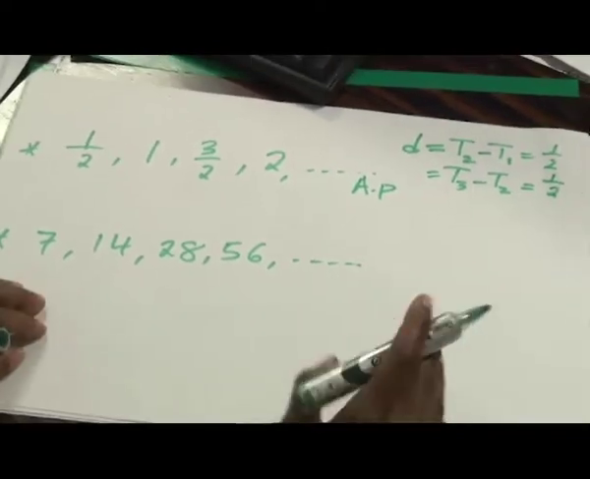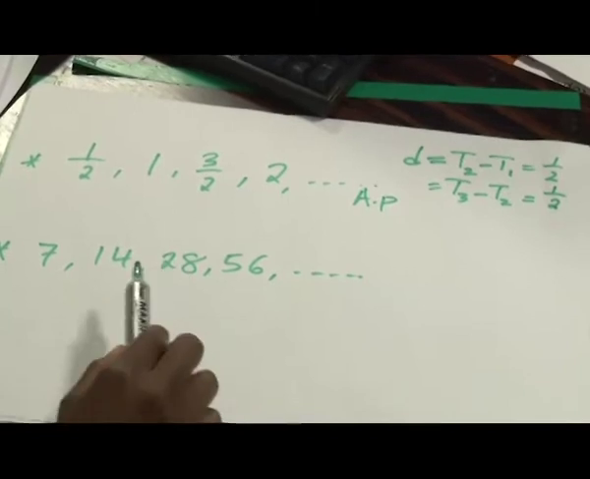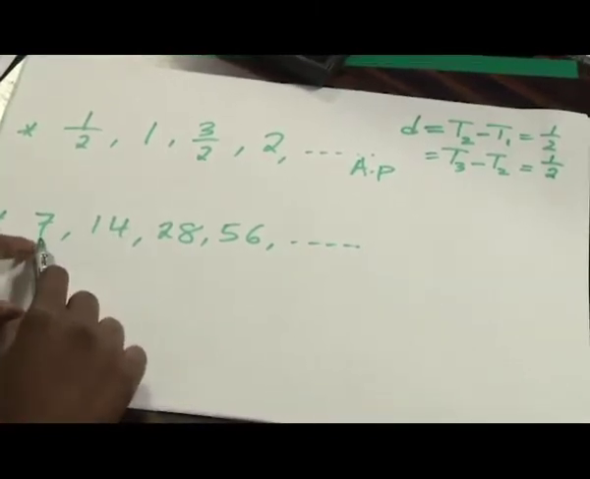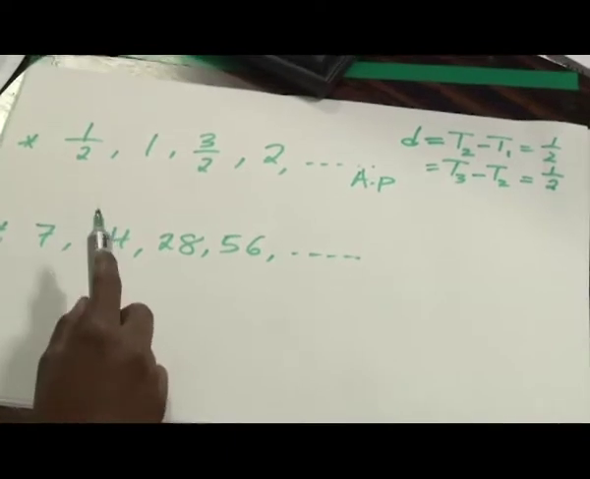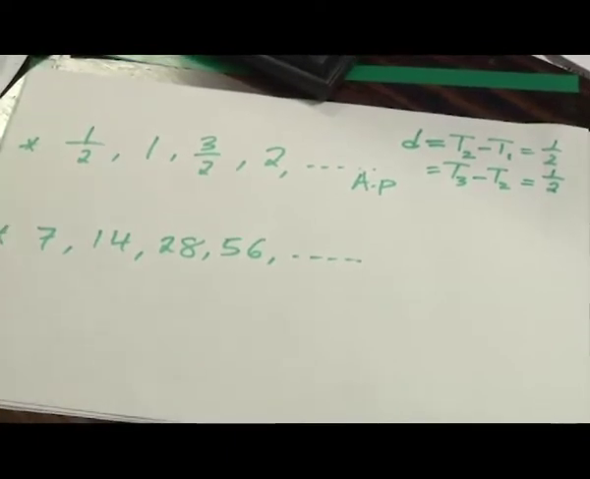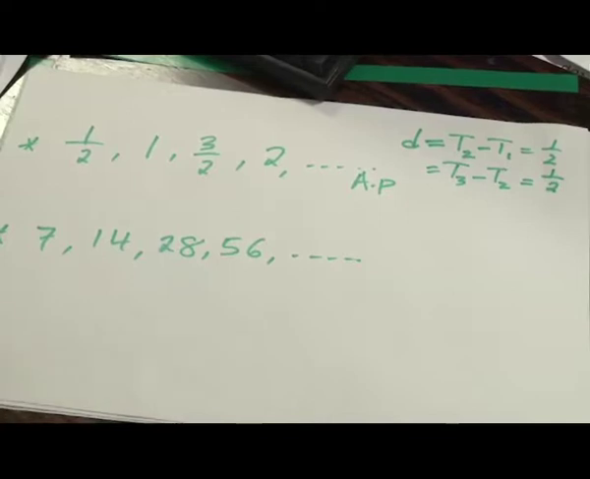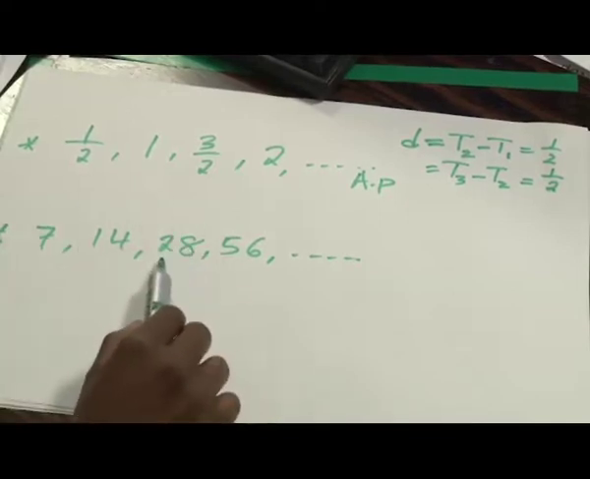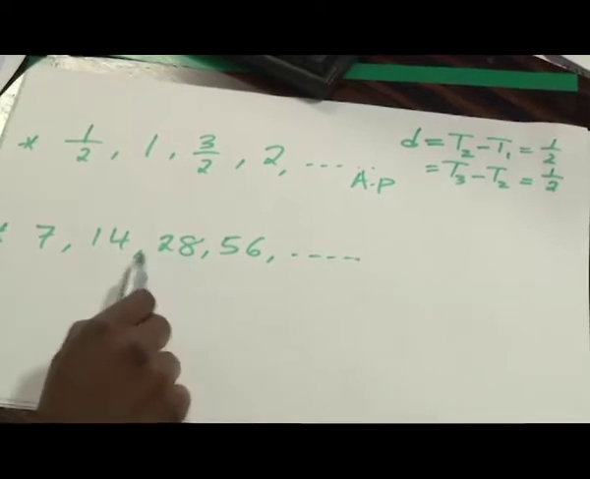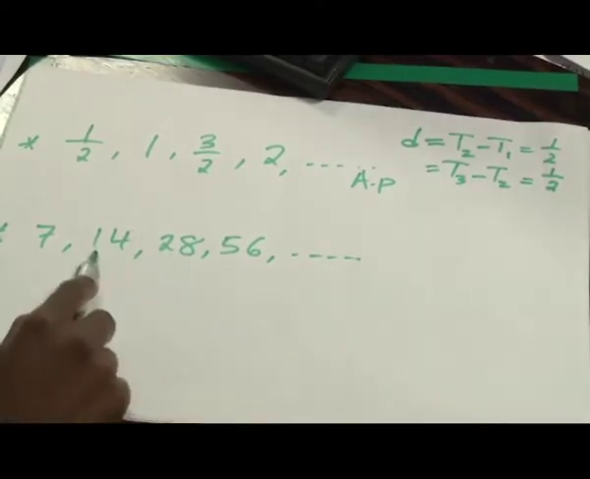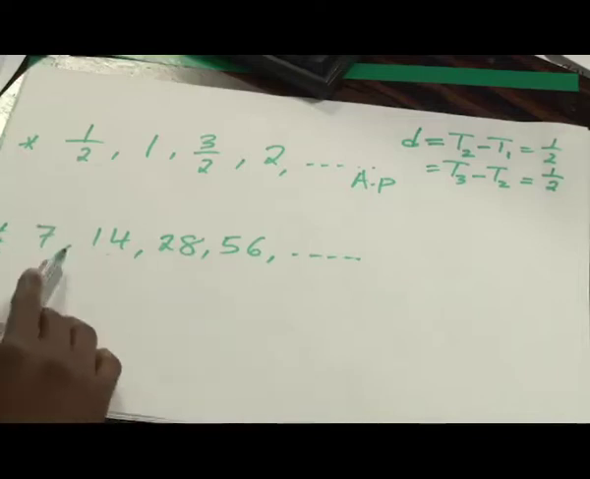Looking at the second sequence, we want to test this against AP. So let's look if it's a common difference. So we take term 2, we minus term 1. So that is 14 minus 7. 14 minus 7 is 7. So that difference is 7. And looking at now term 3 minus term 2, that is 28 minus 14. That gives us 14. We can all clearly see here that there is no common difference. The difference here is 14. And the difference here is 7. So this is definitely not an AP.